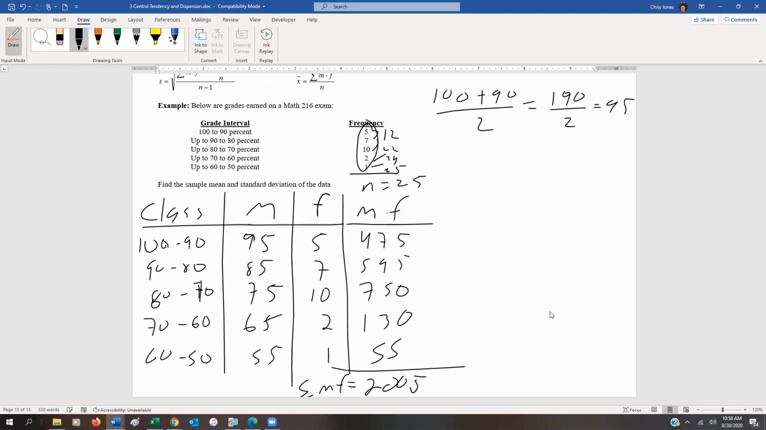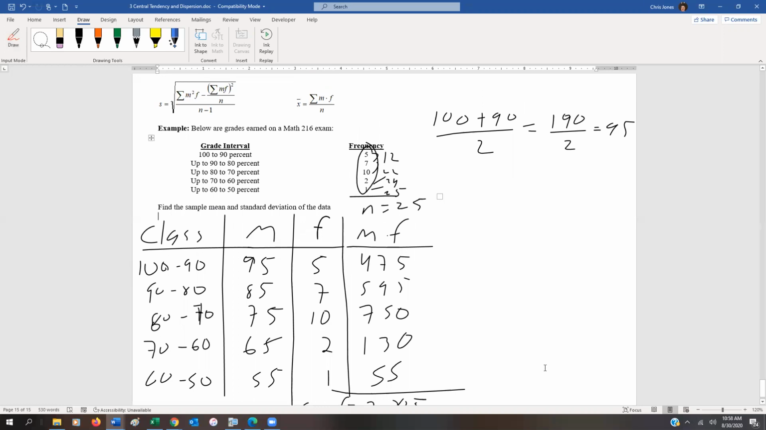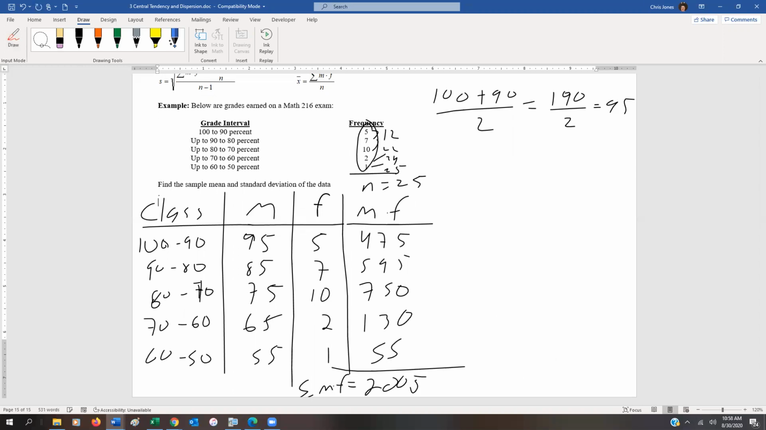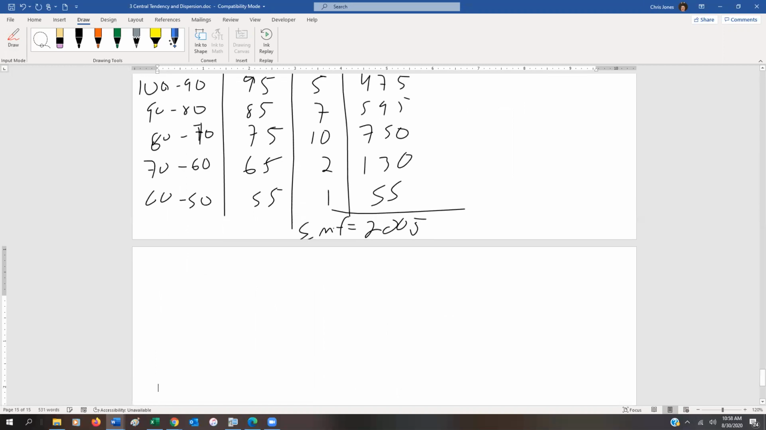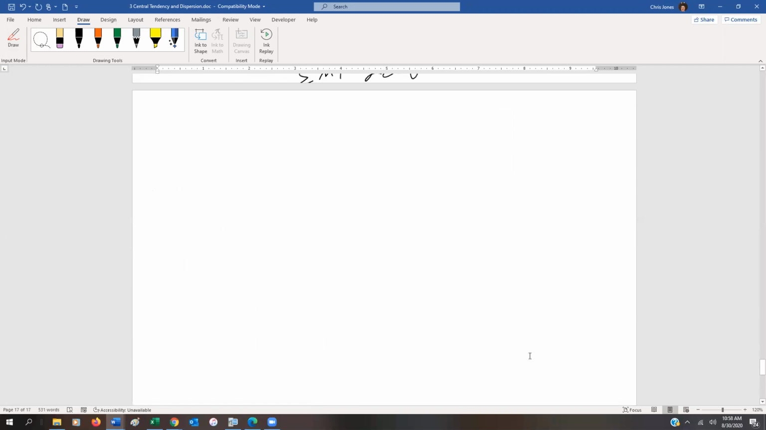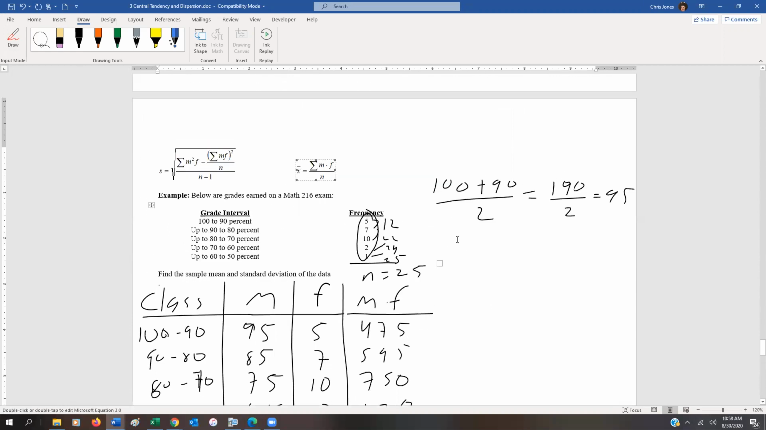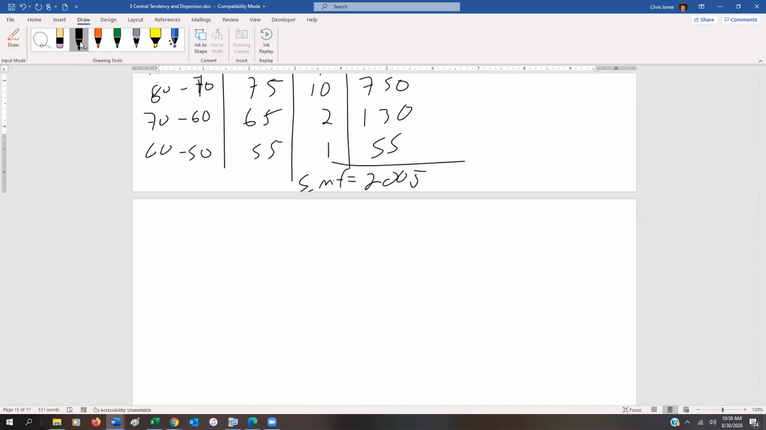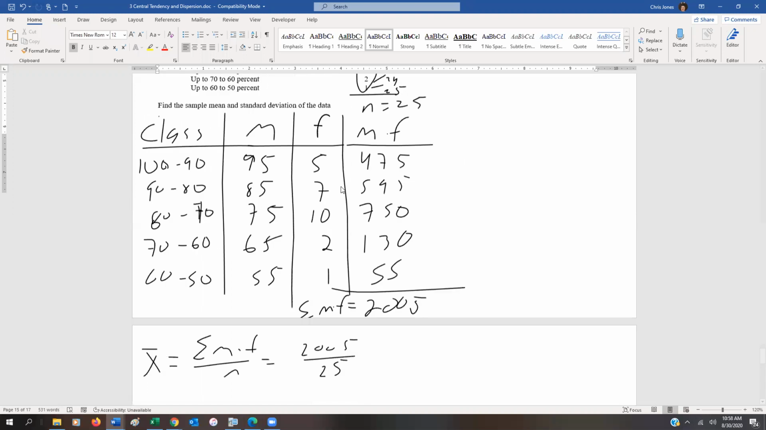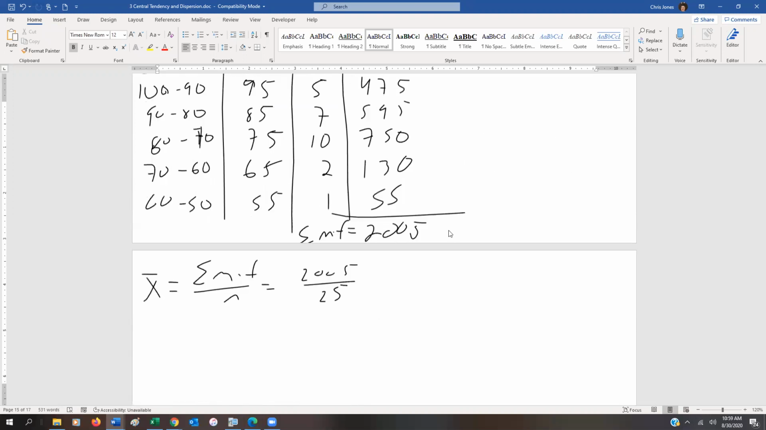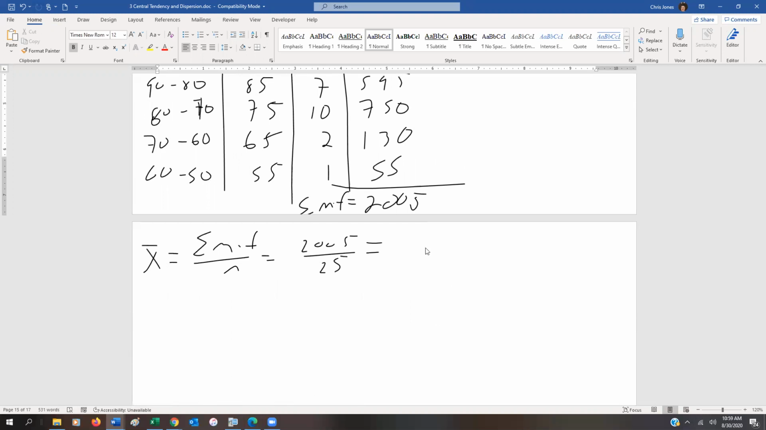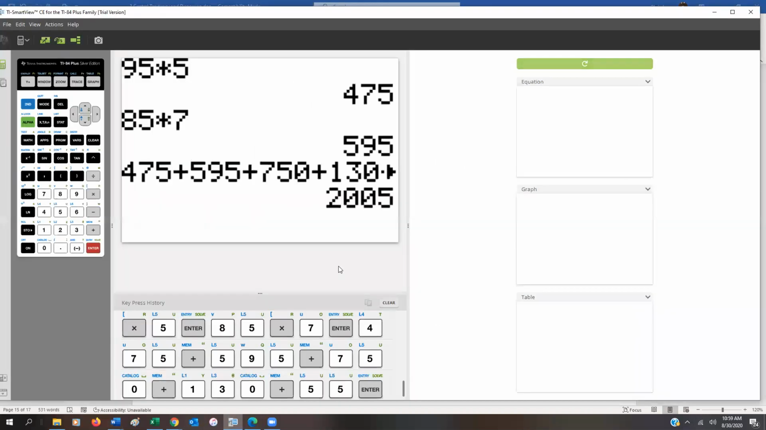And then finally, let's get some room to make this work. So x bar, we have our formula, is the sum of m times f divided by n. That's going to be our 2005 divided by n. Remember, we found n was 25, so we just got it from right here. We're just going to throw that into our calculator: 2005 over 25.